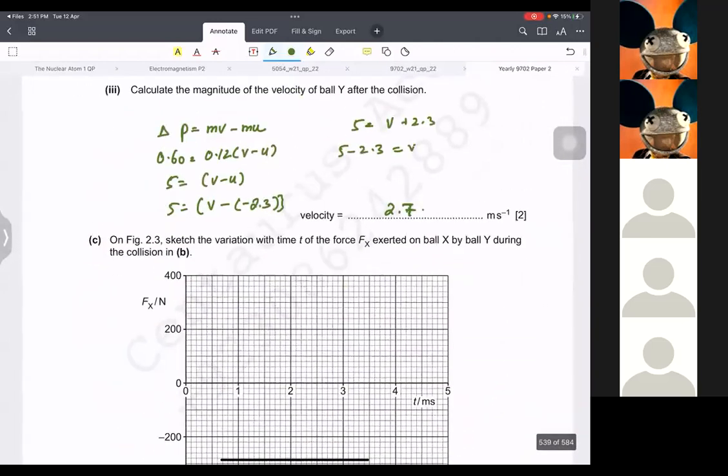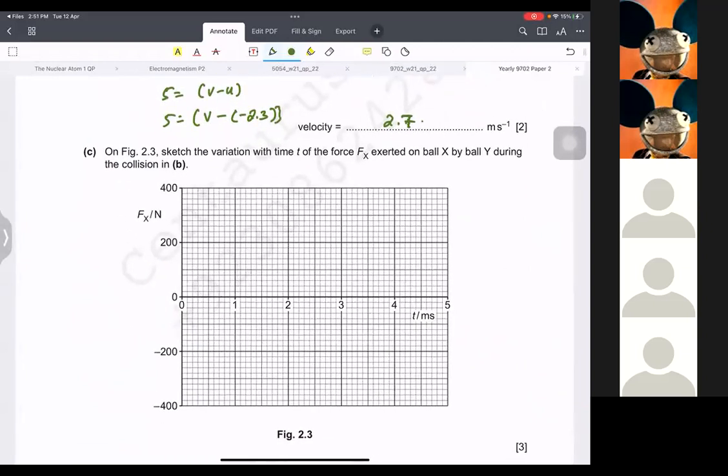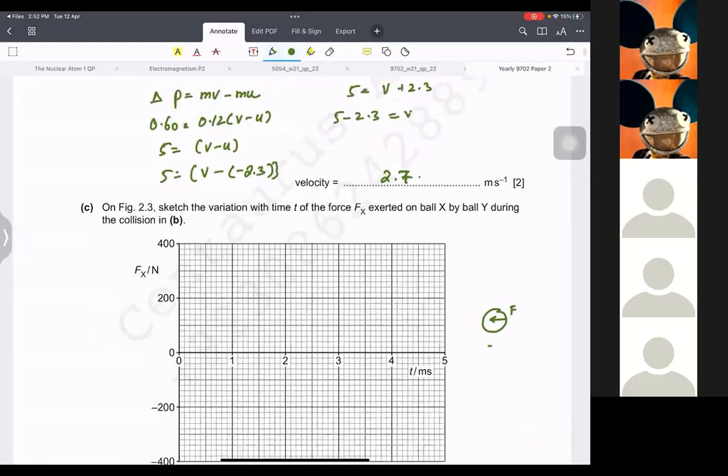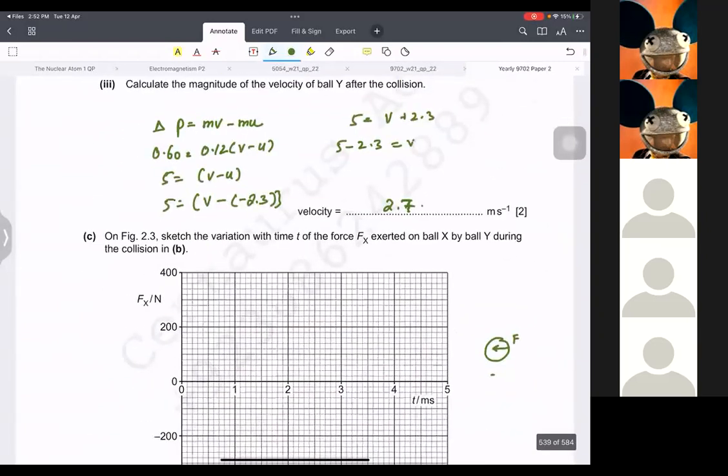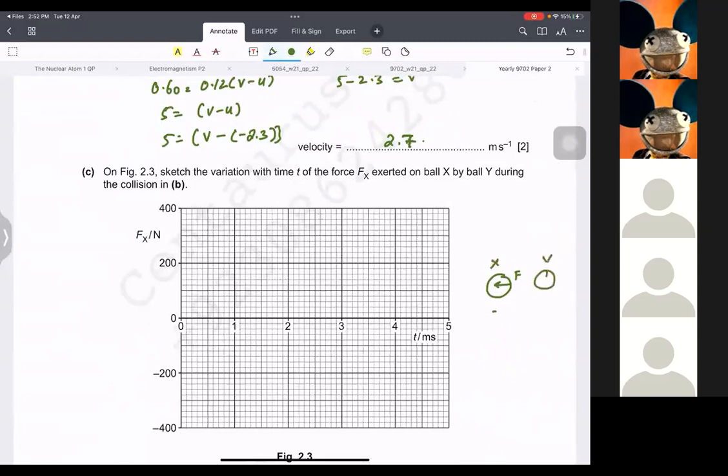Then going to this one, it says sketch the variation with time t of the force exerted on X during this. Okay, so basically it would show somewhat similar. It was initially, of course, here. So the force on it would have been in this direction, which we took as negative. Now we need to see how much the force was. If the force on this was 240, on that it would also be 240. But remember, it will be in the opposite direction, because this is X, this is Y. If we have taken velocity as negative in this direction, then this should be negative. So we're going to go to minus 240, which is right here. And we have to just make a mirror image.